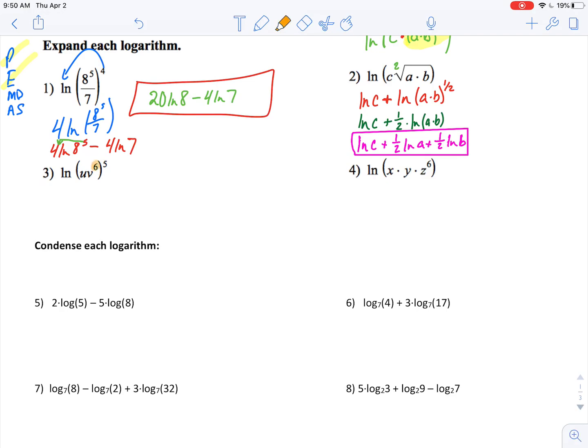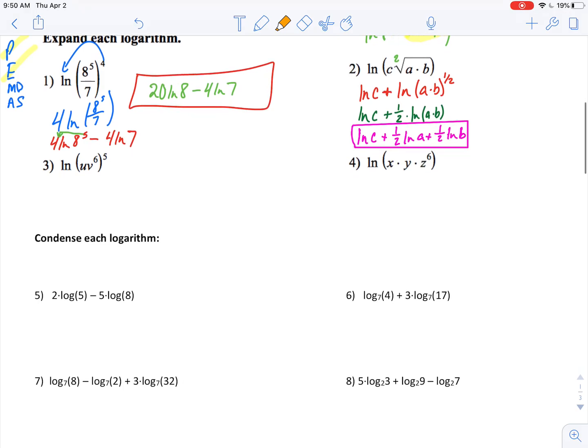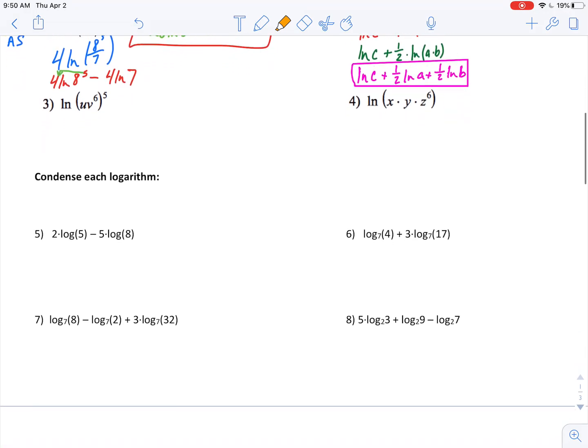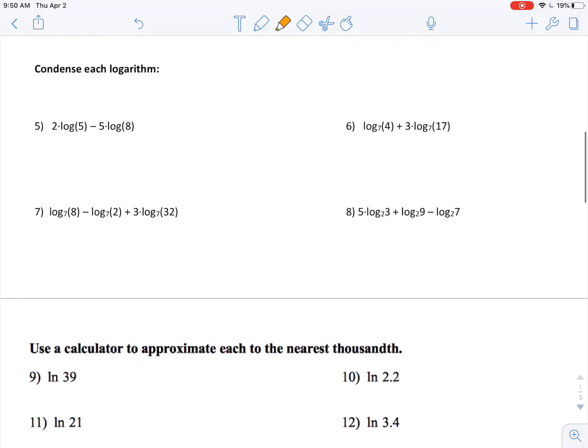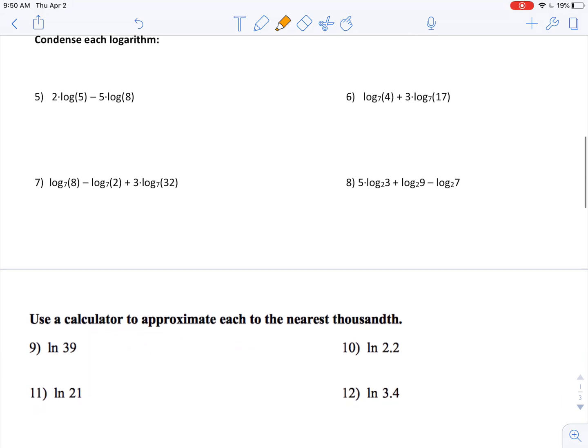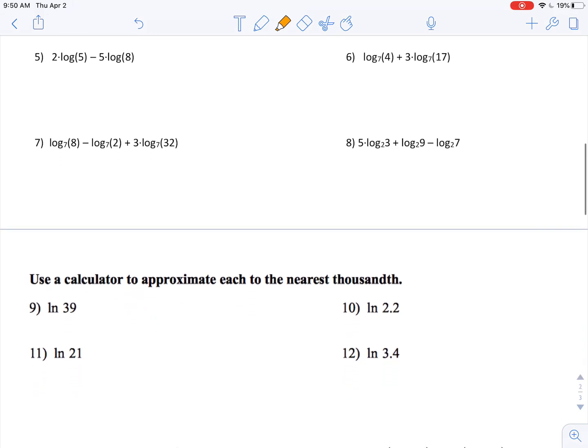And number 3, again, just like in number 1, we've got this exponent to bring out front first, and later on we're going to have another exponent in here to bring out front. So I'm going to leave 3 and 4 for you guys just to keep this video short. Again, I'll post those final completed notes in the classroom later on.